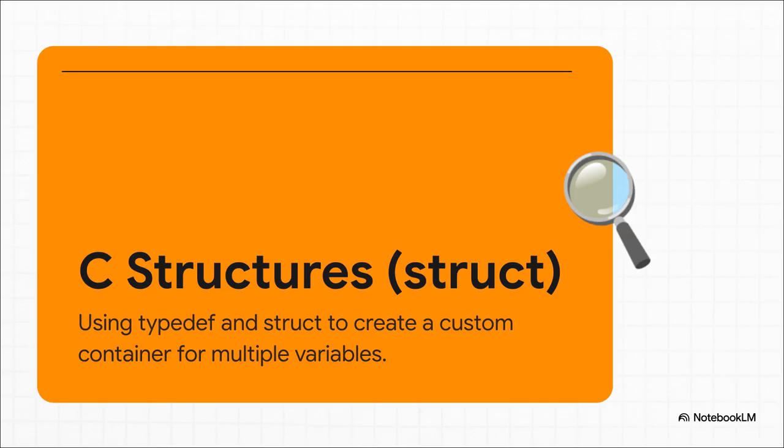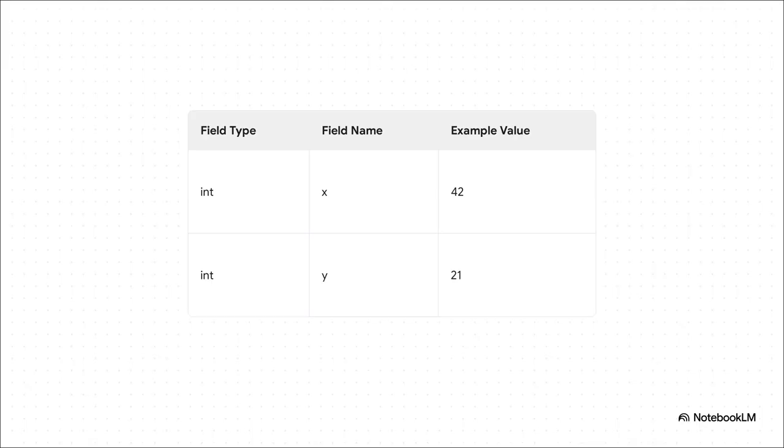So instead of having a completely separate integer for every little thing in your code, a struct allows you to bundle related variables together under one single logical name. And when we combine that with the typedef keyword, we give that custom container a really clean, easy-to-use alias. Your specific job in ft.h is to define the t-point structure.